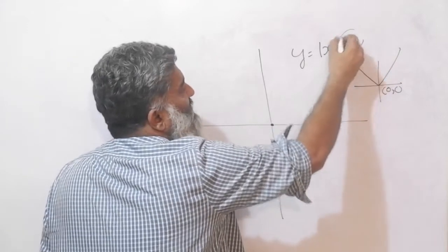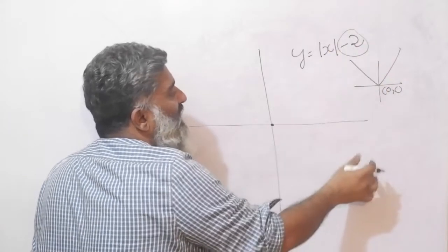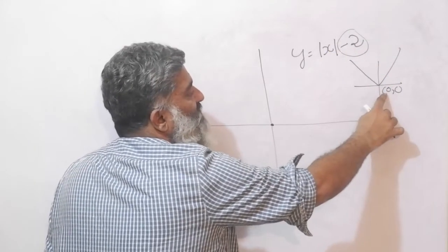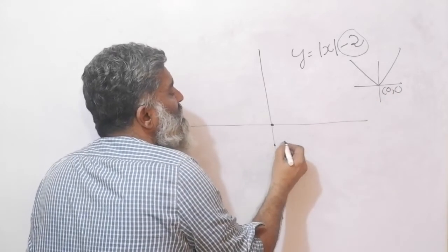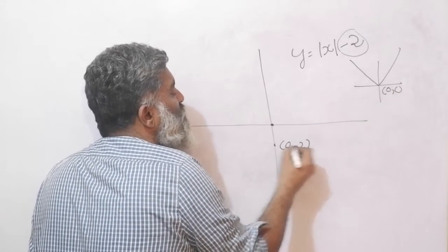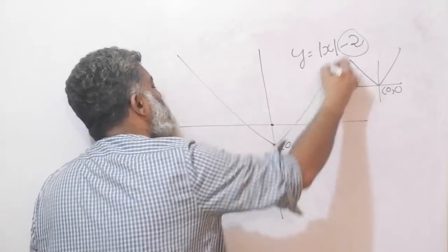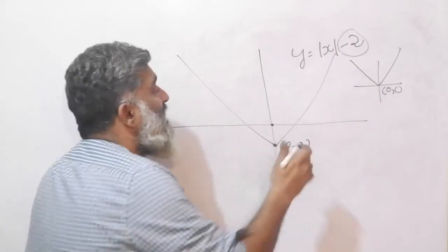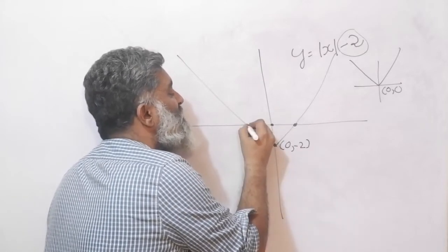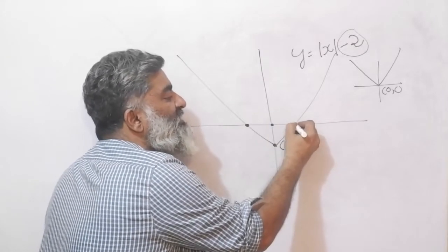And I know simply that everything is being dragged down by 2 points. So this point, instead of 0 0, will become 0 comma minus 2. So I have this point in the story, and I know my graph will go something like this, right? And now I am thinking of these points. What are these points essentially?